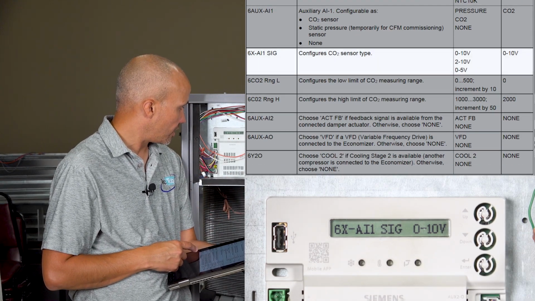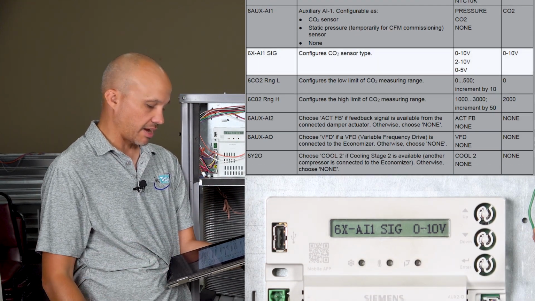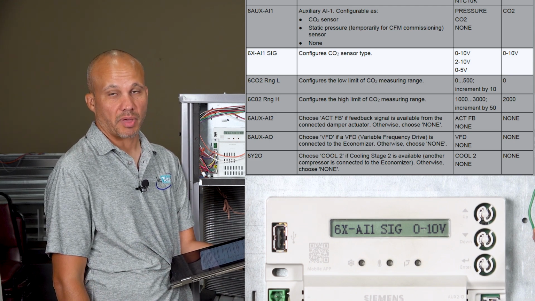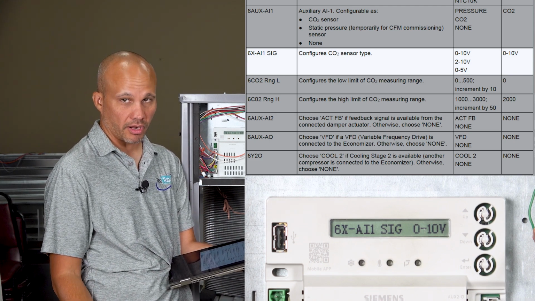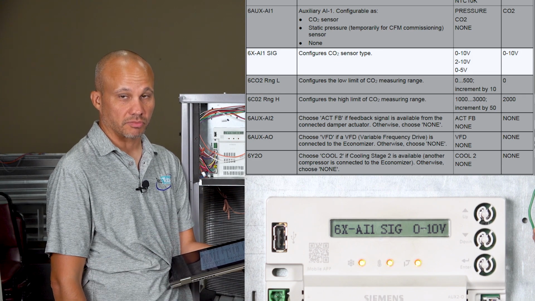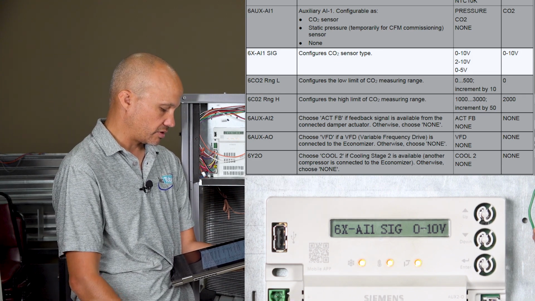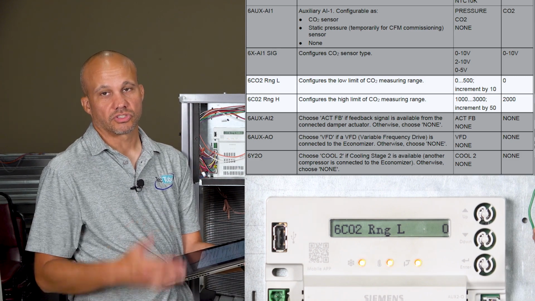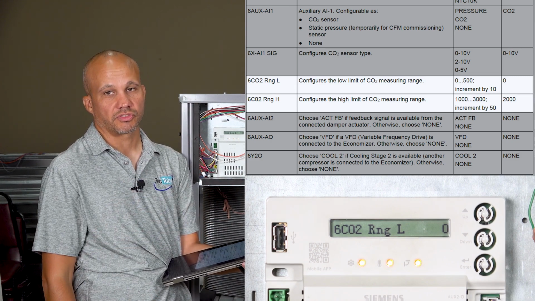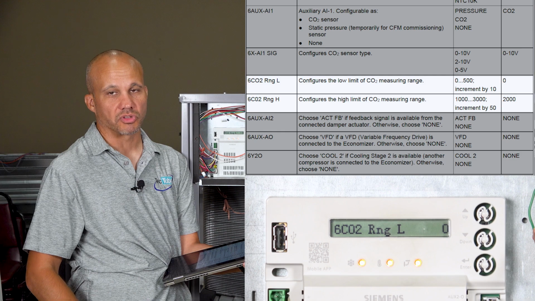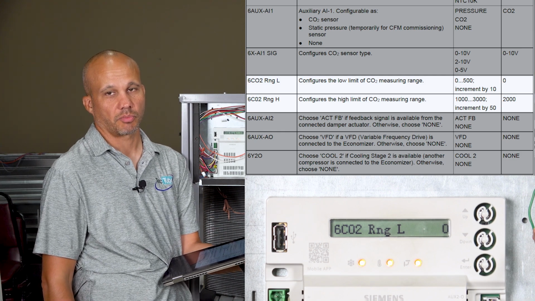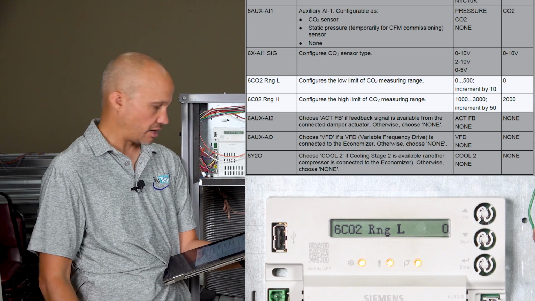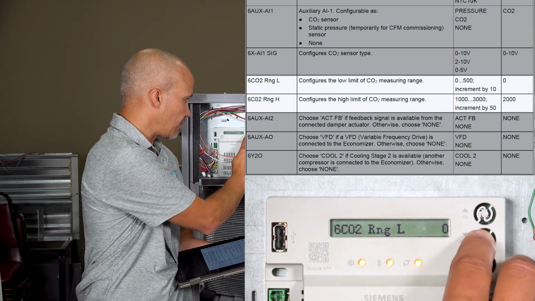So I have aux one input signal. What kind of signal am I gonna have? 0 to 10, 2 to 10, or 0 to 5 volts. So depending on the type of CO2 sensor I bought, I'd have to make sure the signal input is matching that. 0 to 10 and 2 to 10 are both pretty common. And then I could also set the range on this. 0 to 2,000 parts per million of CO2 is the normal range of almost every CO2 sensor you'd get for commercial use. But if for some reason you got some oddball thing, you could change it here if you needed to. So normally you'll leave that alone.